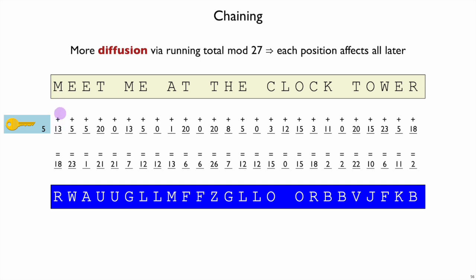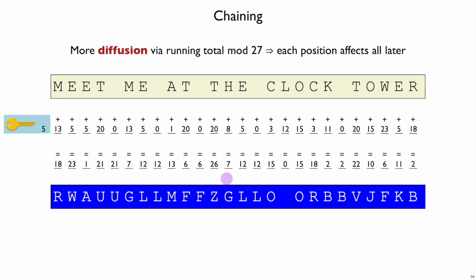This is an example of chaining where I start with some key, just a number 5, and I add that number to the first letter of my message. And then what I do for each subsequent letter is add the value of that part of the ciphertext to the next part of the plain text to get the next part of the ciphertext.